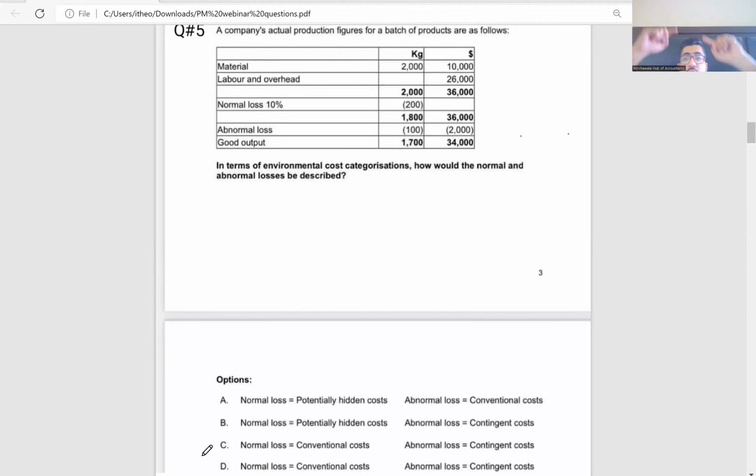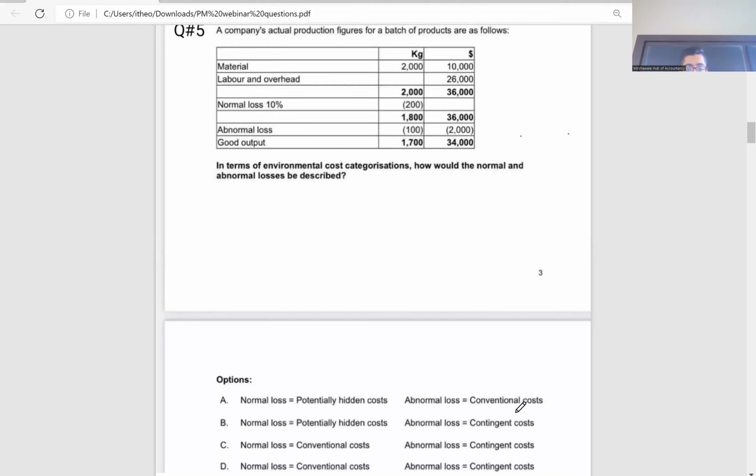Okay, it's a future cost. Contingent cost is a future cost, like cleanup cost, dismantling cost. It's a future cost. Since normal loss and abnormal loss are never future, they are present. So contingent costs are only those which occur in future, like cleanup and dismantling. So contingent costs can never come in normal or abnormal loss.